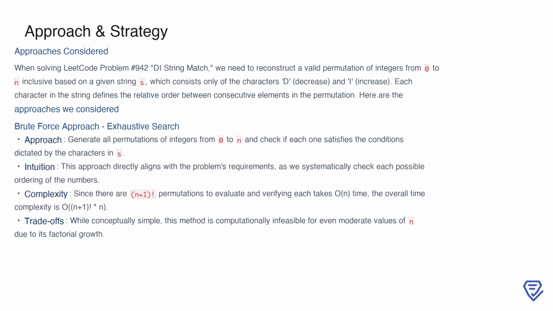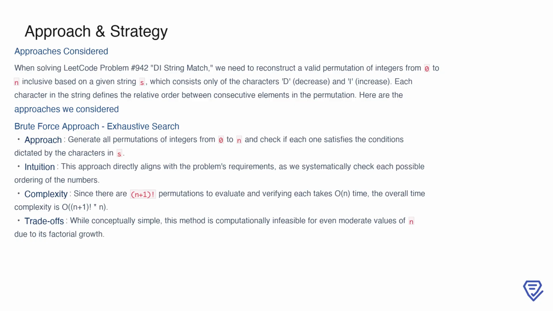To solve LeetCode problem number 942, the goal is to reconstruct a permutation of integers from 0 to n inclusive based on a given string S, which consists of the characters D for decrease and I for increase. Each character in the string specifies a relative ordering between consecutive elements in the resulting permutation.